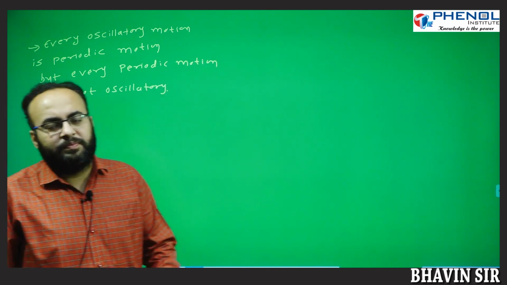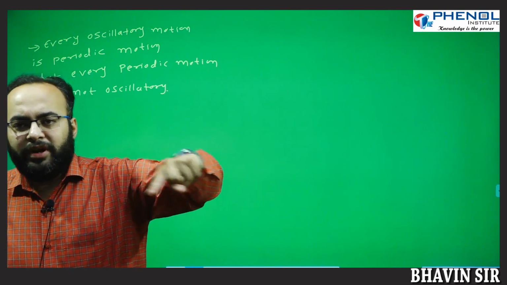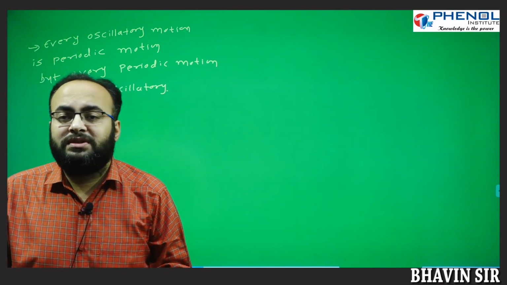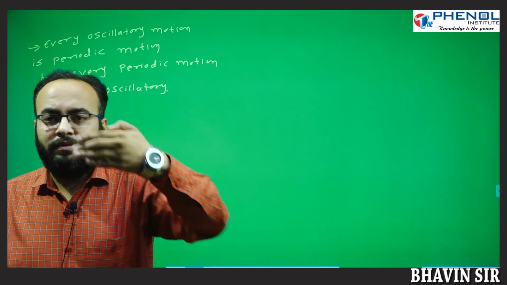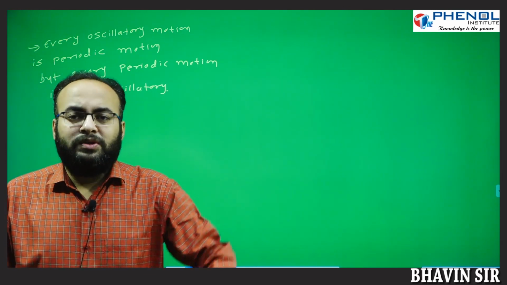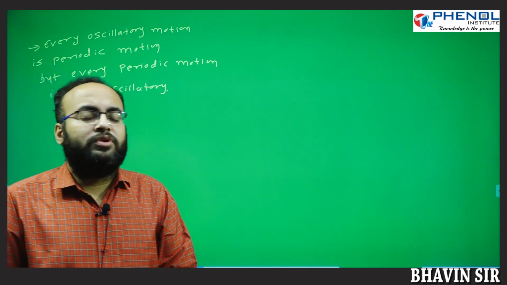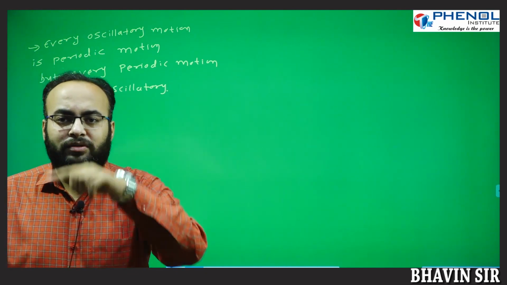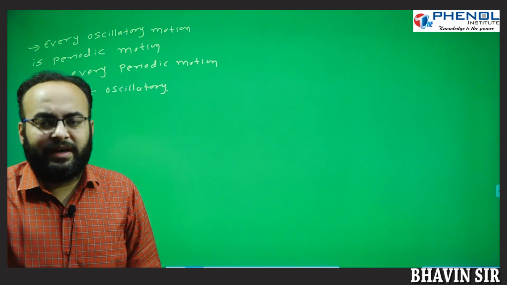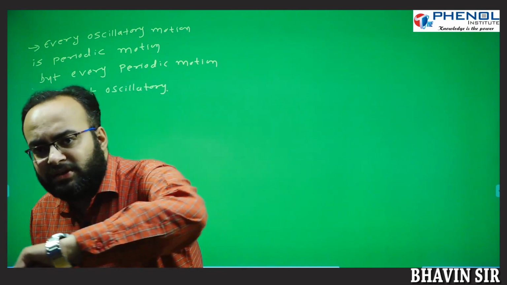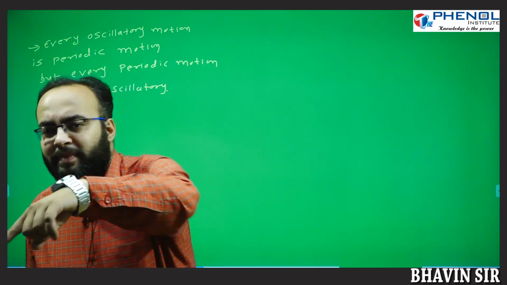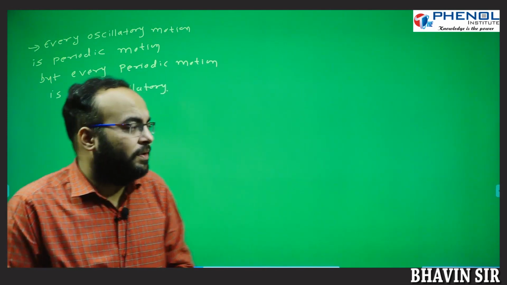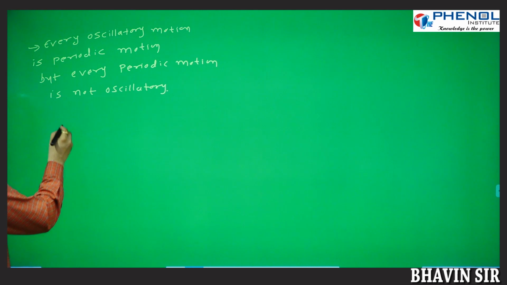See students, because periodic motion, suppose if a body is moving in a circular path, the path repeats, so it is periodic motion, but it is not oscillatory. Because it does not go to and fro, up and down, back and forth in that way. So every periodic motion is not oscillatory. What is called periodic? The path repeats. What is called oscillatory? Up and down, to and fro, back and forth. But suppose a body moves in a circular path, then its path repeats. So it is periodic, but it is not oscillatory. Why? It does not go up and down, to and fro. Okay, so every periodic motion is not oscillatory.